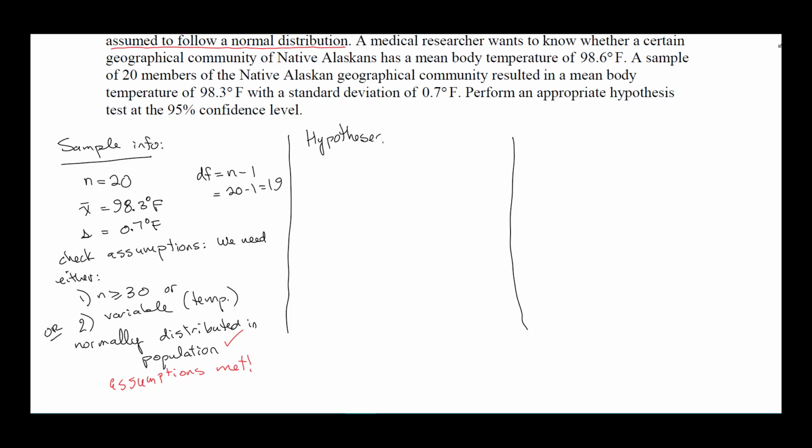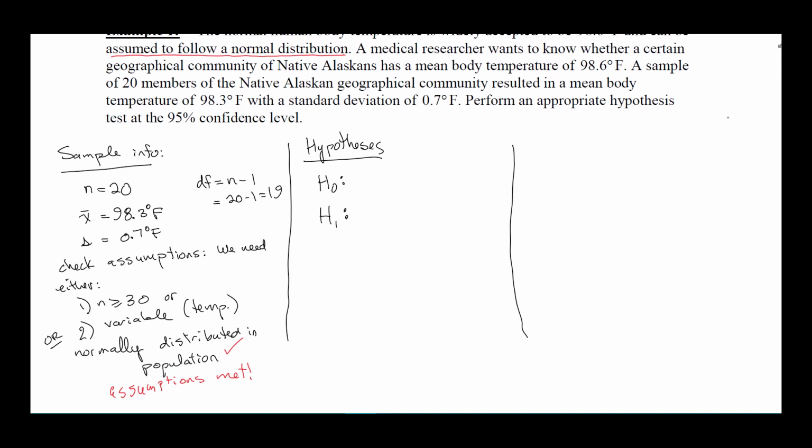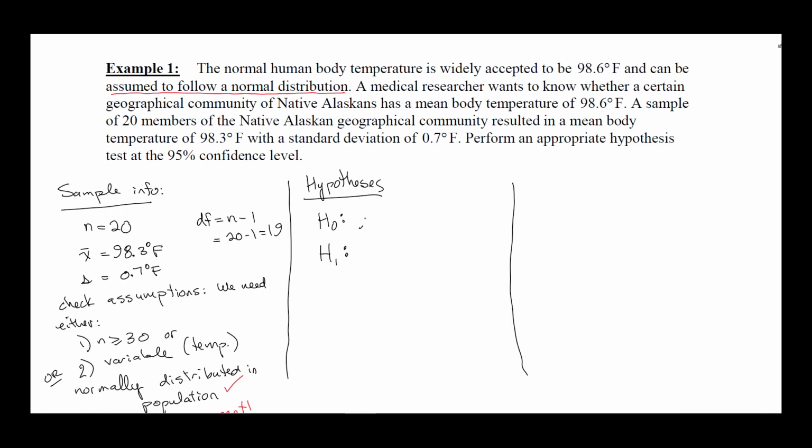Now let's write down our hypotheses. Our H0 and our HA or our H1, whichever you like. So what is our benchmark that we're trying to test against? Our benchmark is 98.6 degrees.